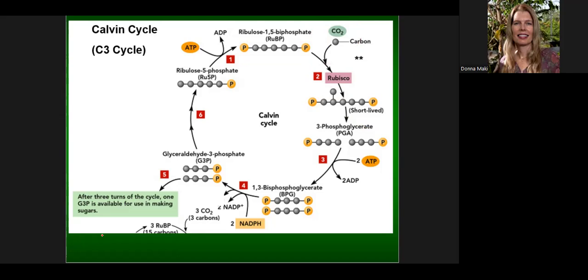Another way to phrase phosphoglycerate is phosphoglyceric acid. Anytime you see -ate on this, that means it's an acid. So that's where the abbreviation is coming from, phosphoglyceric acid.